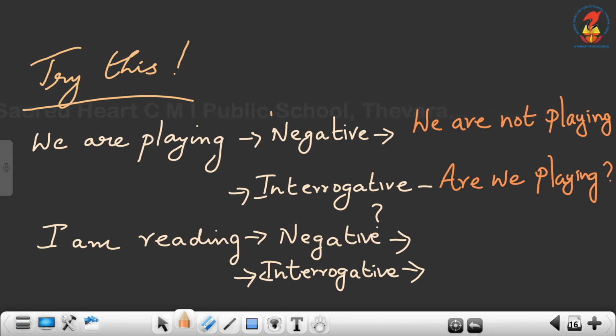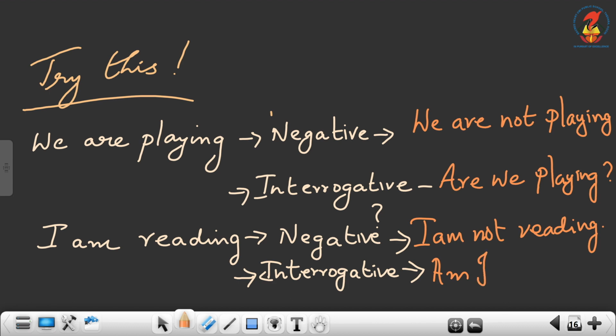Then, I am reading. Please change this to negative. I am not reading. You can make it negative by adding not. Then how can you make it interrogative? Use the verb am in the beginning. Am I reading? This is how you can make interrogatives.